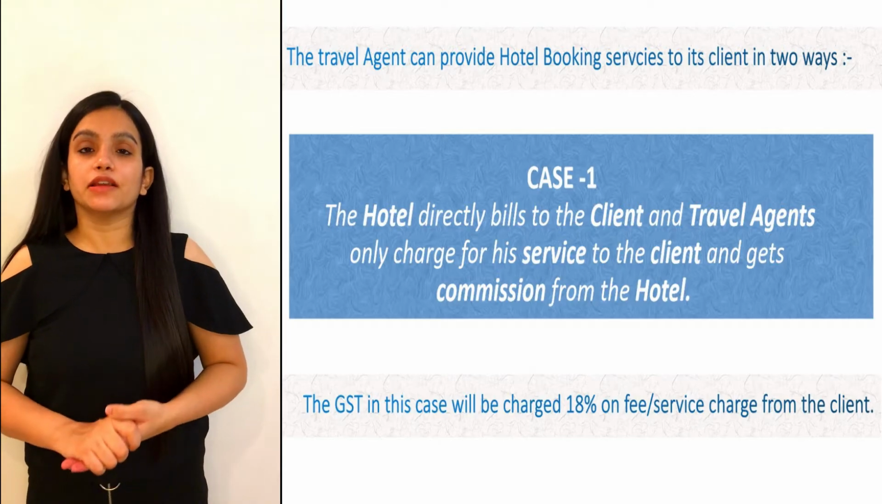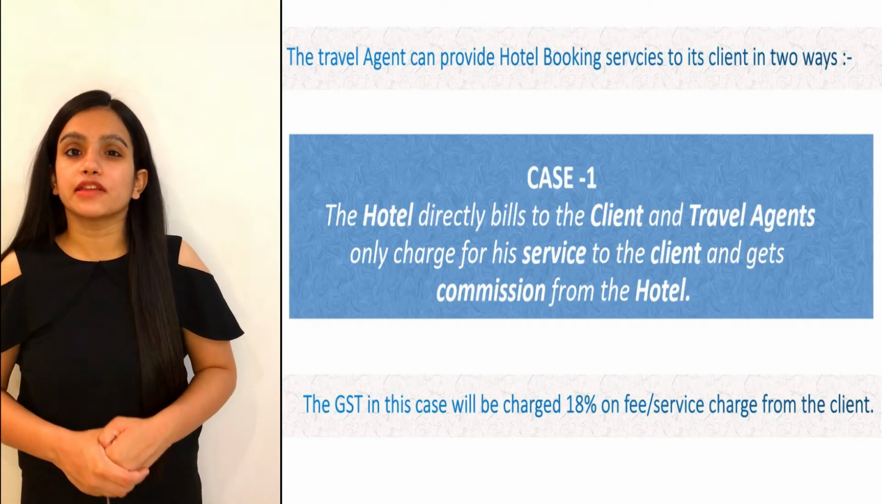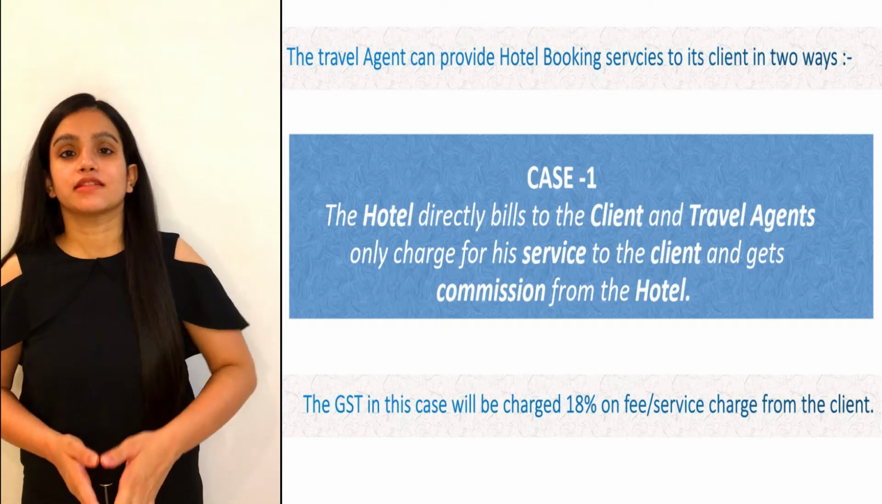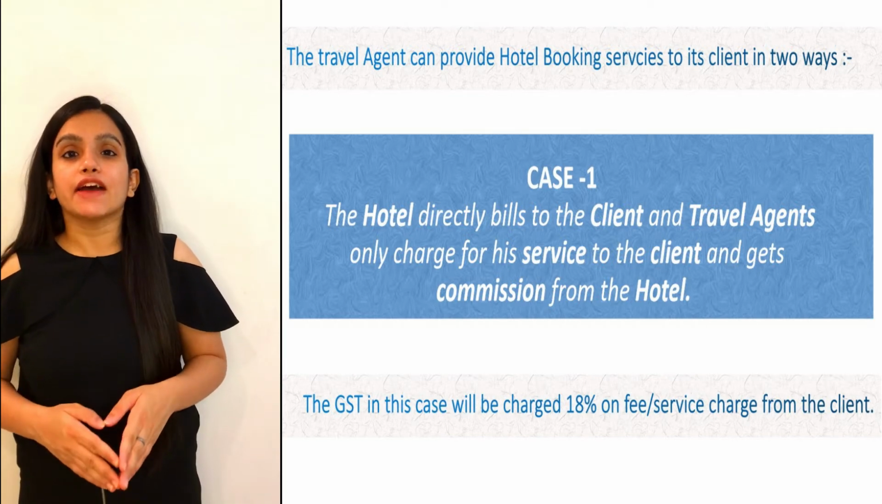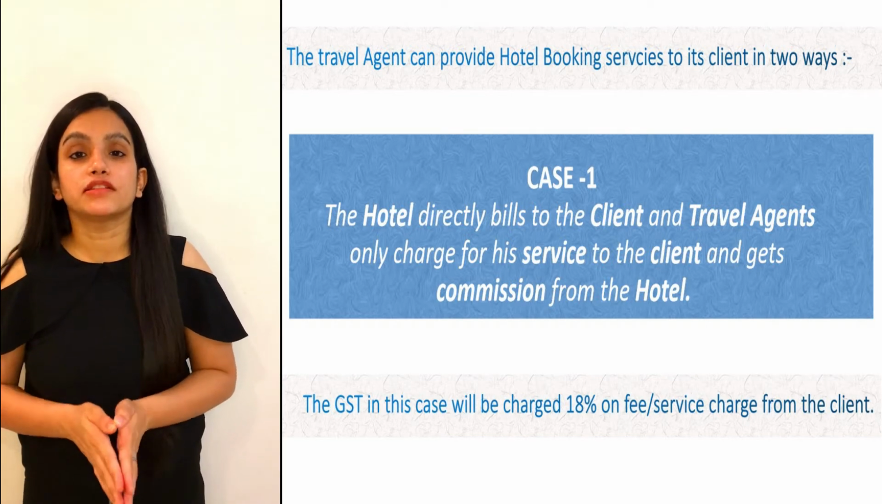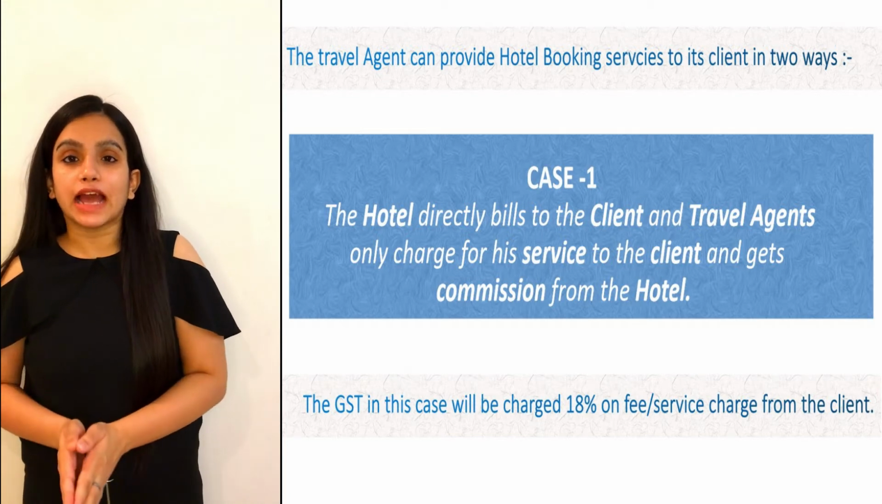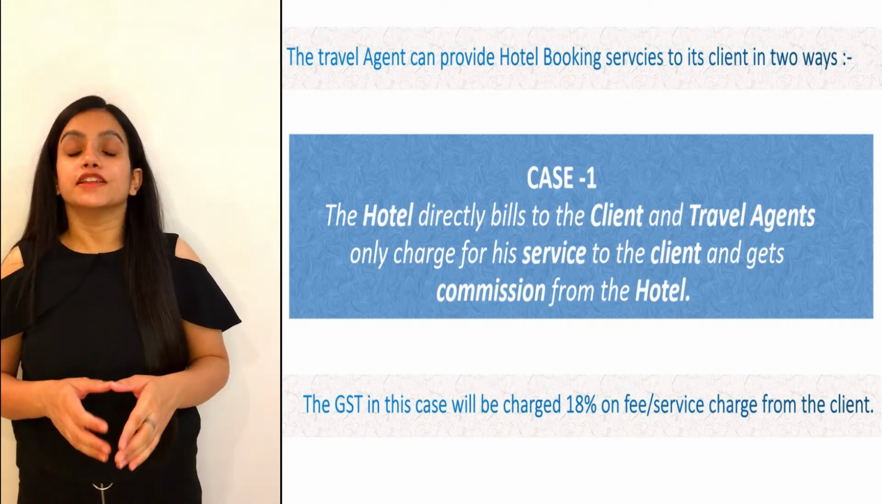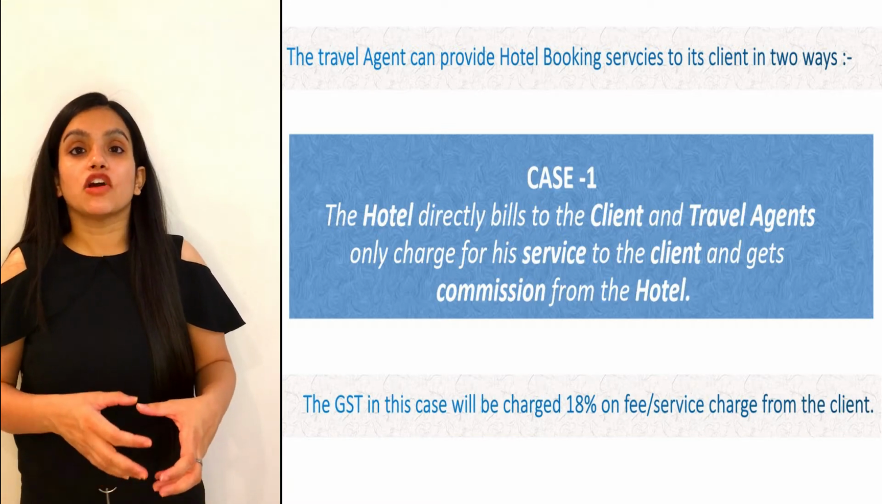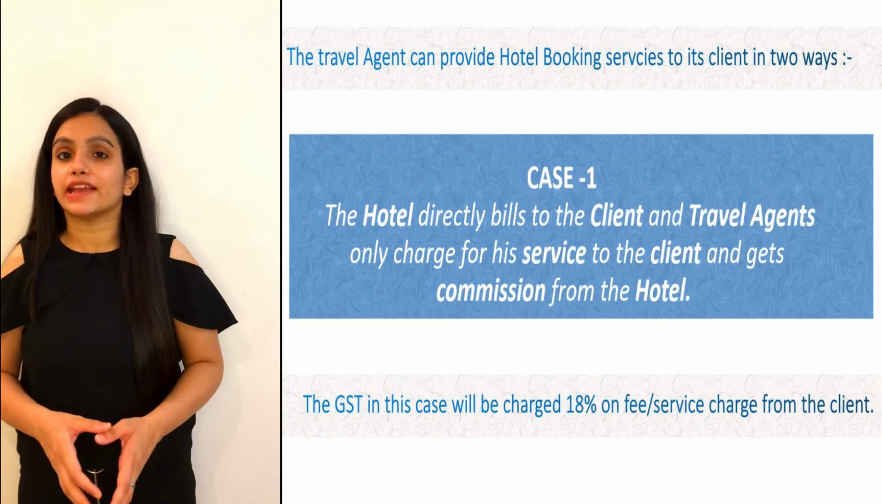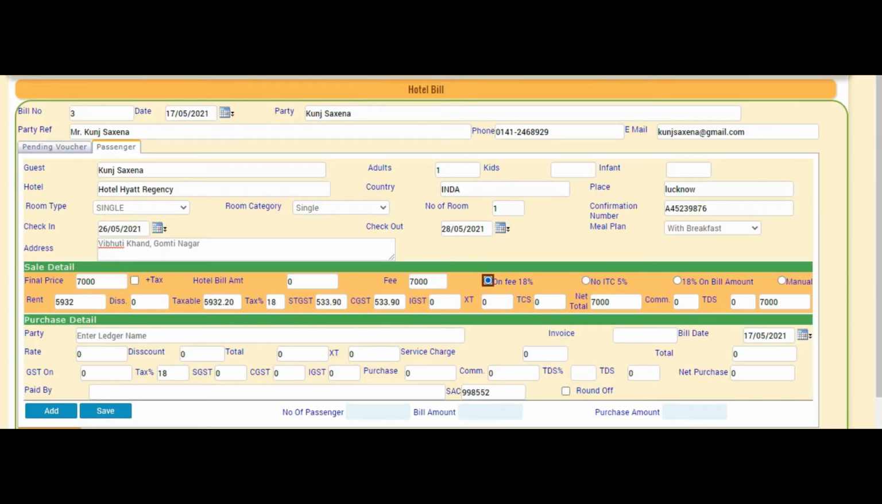A travel agent can provide hotel booking services to its client in two ways. Case 1, the hotel directly bills to the client and the travel agent charges only for the service provided by him from the client and gets commission from hotel. The GST in this case will be charged on 18% of the fee charged from the client. This window shows the taxable value and CGST and SGST when we have chosen the option on fee 18%.